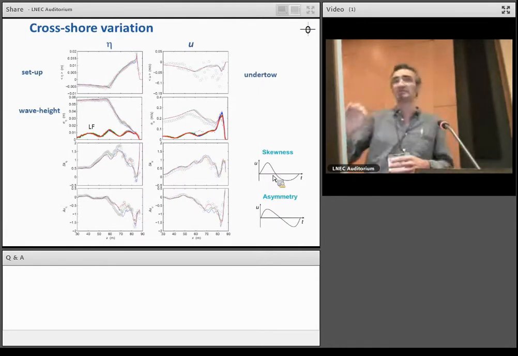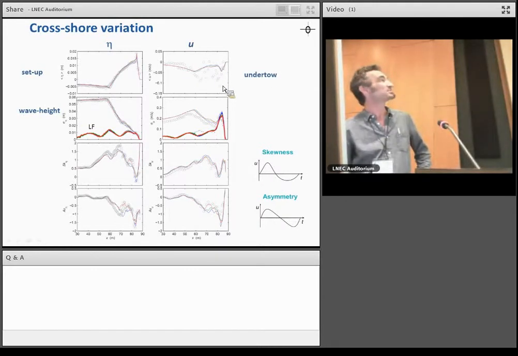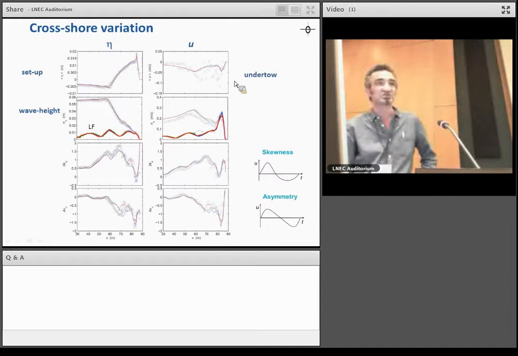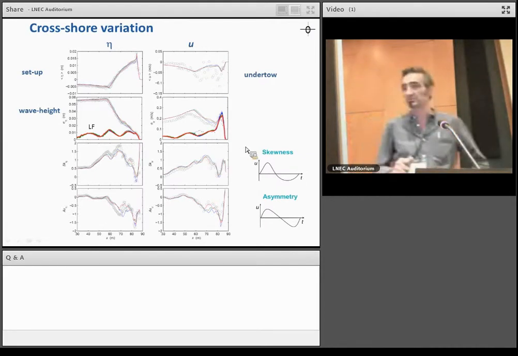Very briefly, I will talk about the boundary layer measurements. They were made at two different cross-shore locations on the beach with two different systems. I will focus on the laser Doppler anemometry that has a resolution of 100 microns.